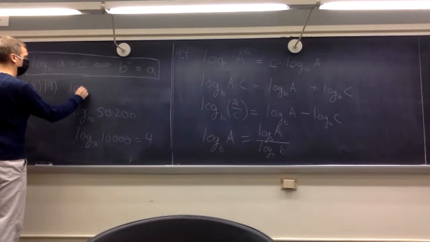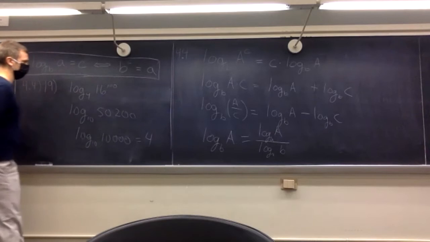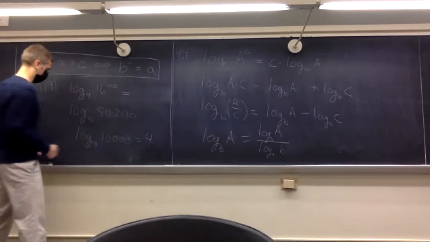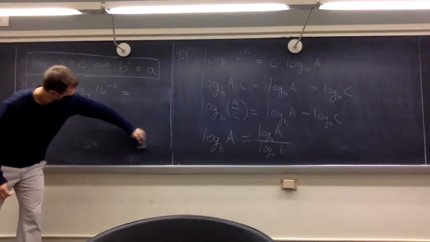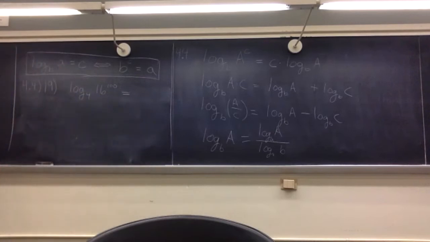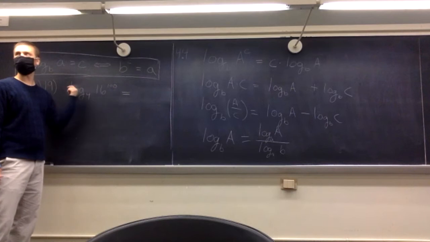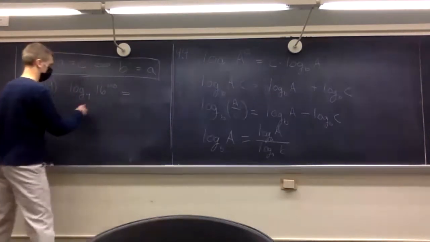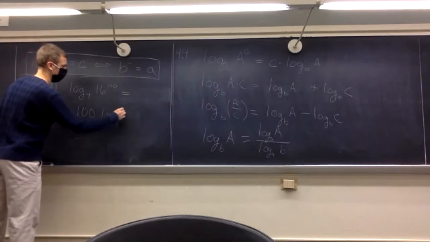It's log base 4 of 16 to the 100th power. Evaluate that. Kind of a problem. Not really. Because we have this power rule, we have to talk about it. It says if we've got a power in here, we can bring it down. This is the same as 100 times the log base 4 of 16.